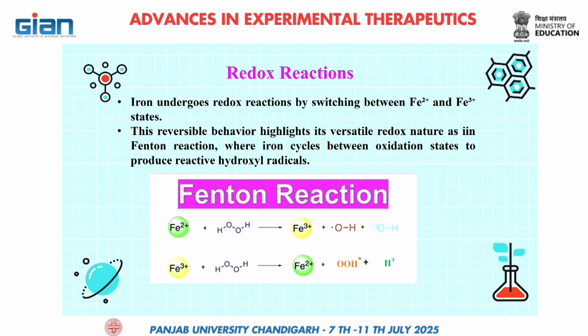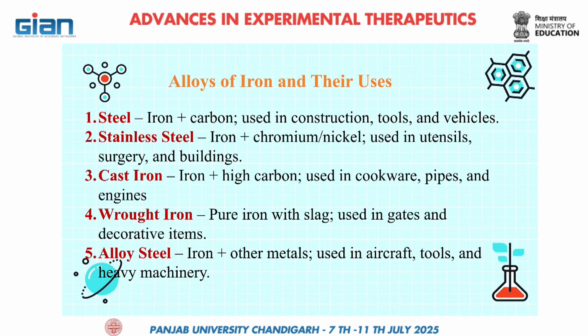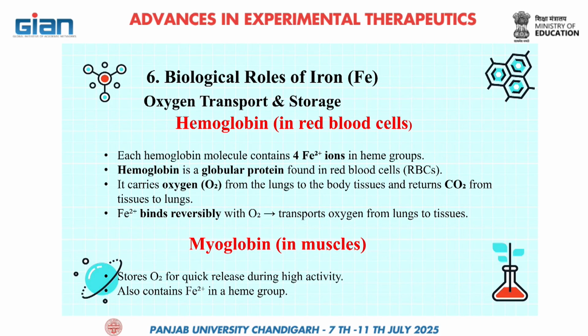Now, what was the main mode of this reaction? The generation of OH radical, which leads to the breakdown of pollutants, dyes, or other insecticides, pesticides, etc. Now, there are various alloys of iron and their uses. Steel is basically formed from iron plus carbon, stainless steel is iron plus chromium, cast iron is iron with a high content of carbon, wrought iron is pure iron with slag, and alloys we usually use are iron and other metals, used in aircraft, tools, and heavy machinery. Now, how has it been used in our body?